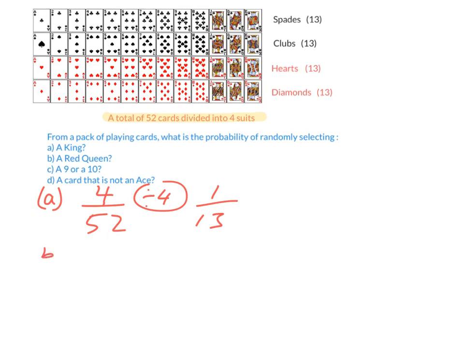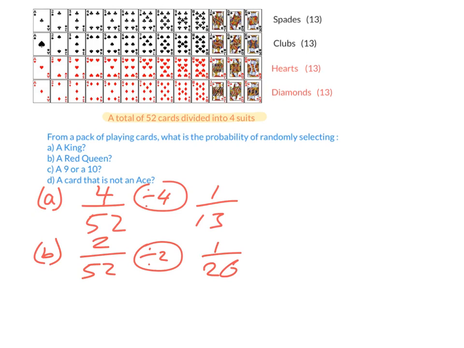Then B asks us the probability of getting a red queen. Well, again, there are 52 cards in the pack, and we have got 4 queens, but only 2 of those queens are red. So we have a 2 in 52 chance, and again we simplify. Divide by 2 is 1 in 26 chance of getting a red queen.